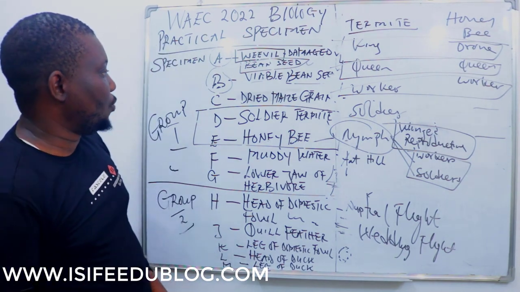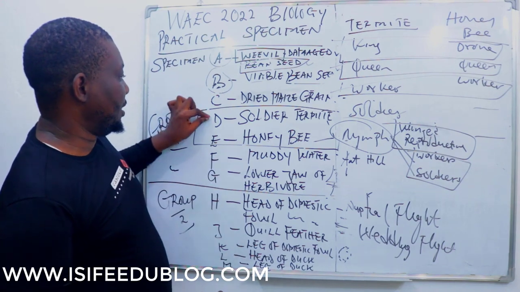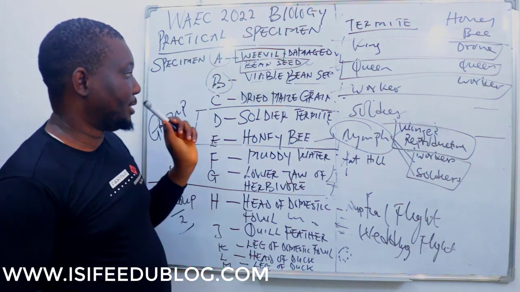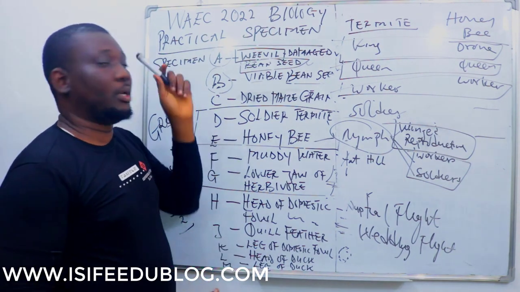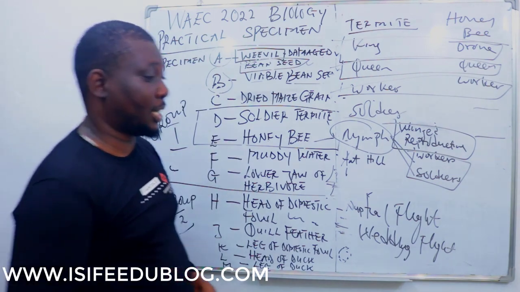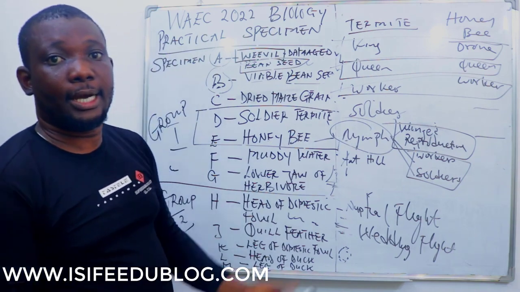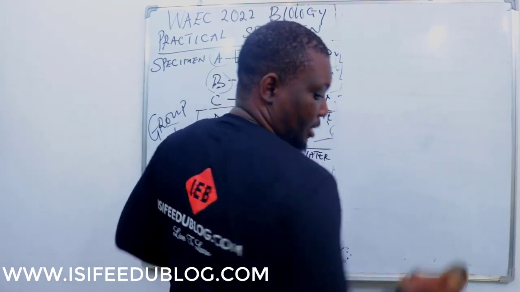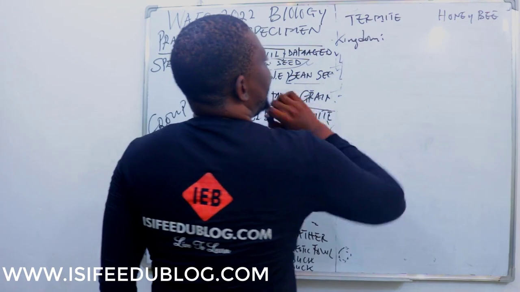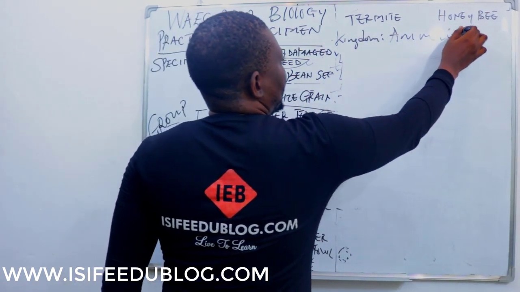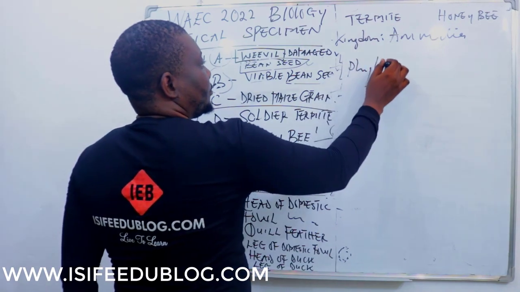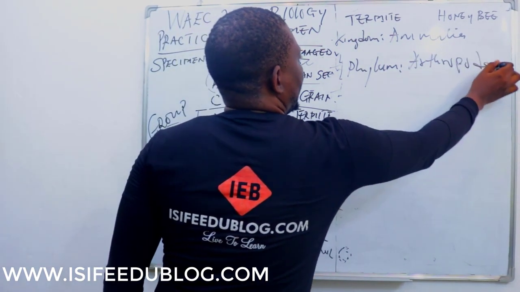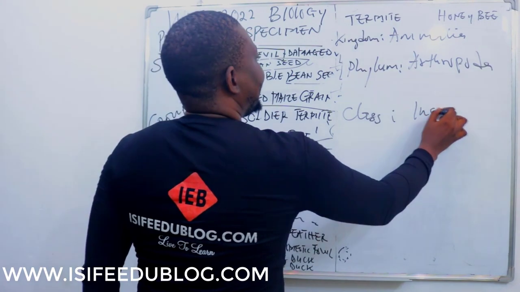And then quickly we look at the classification of D and E into kingdom, phylum, and class. Both of them belong to the same kingdom, the same phylum, and the same class. This can also act as their similarities. Kingdom: both belong to Animalia. Phylum: both are Arthropoda. Class: both are Insecta.